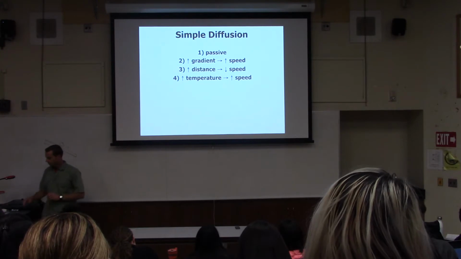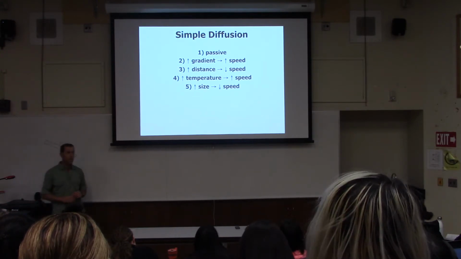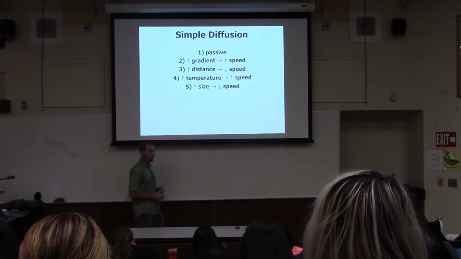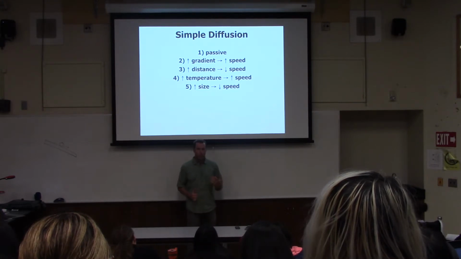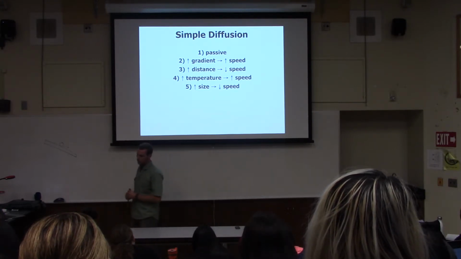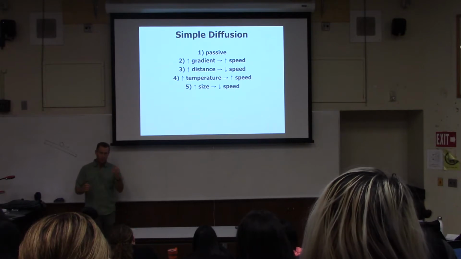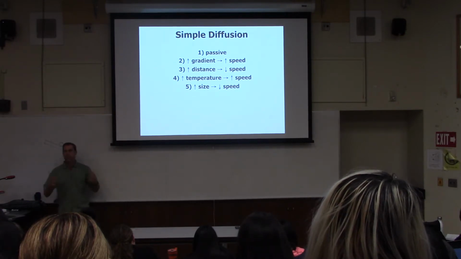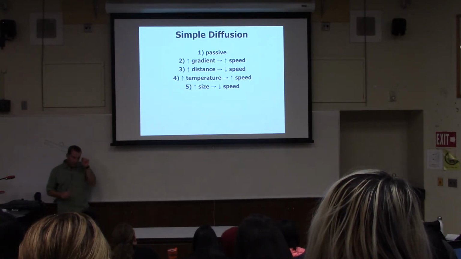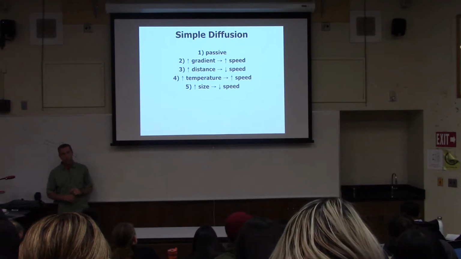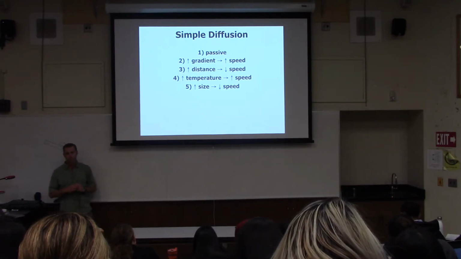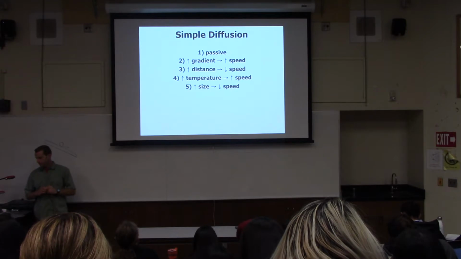Okay. All right. Size. So whatever this is that's diffusing, the bigger it is, the slower it diffuses. Big clunky things are going to bounce into stuff more often. They're not going to spread out as quickly. A little tiny particle will travel further before it hits something. So it spreads out faster.